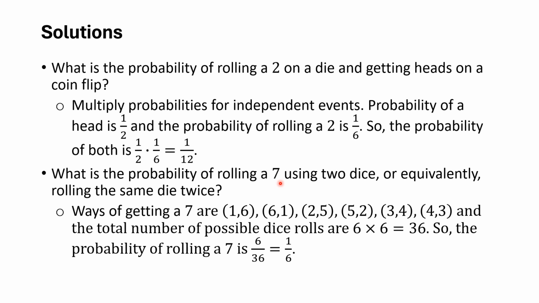You may want to try 5 as an example, you're going to get fewer possibilities here. To roll a 5, it's either 1, 4, 4, 1, 2, 3, 3, 2. So there's only 4 cases here for getting a 5, and then you would have 4 divided by 36 in that case.